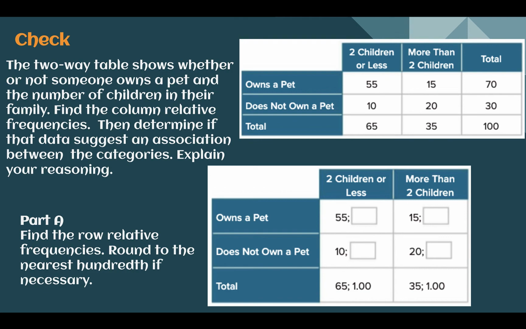Check your answer. First, let's find our relative frequencies. So 0.85 for 2 children or less that own a pet, or 0.15 that do not own a pet, 0.43 more than 2 children who own a pet, 0.57 more than 2 children do not own a pet.